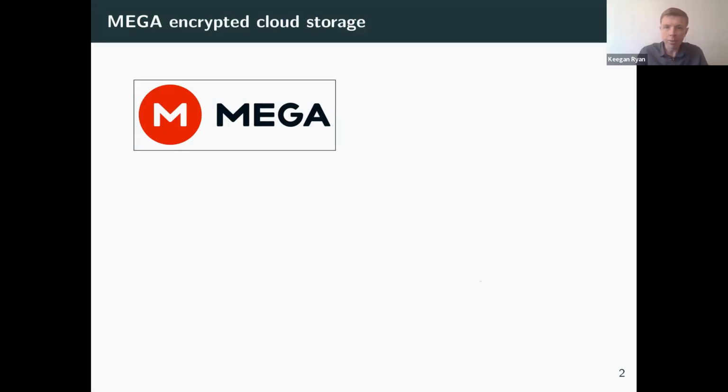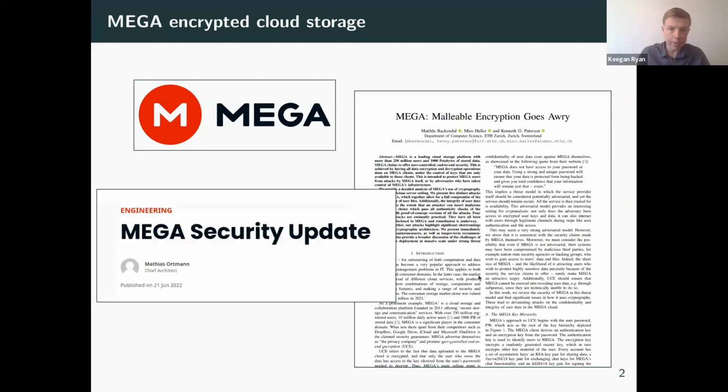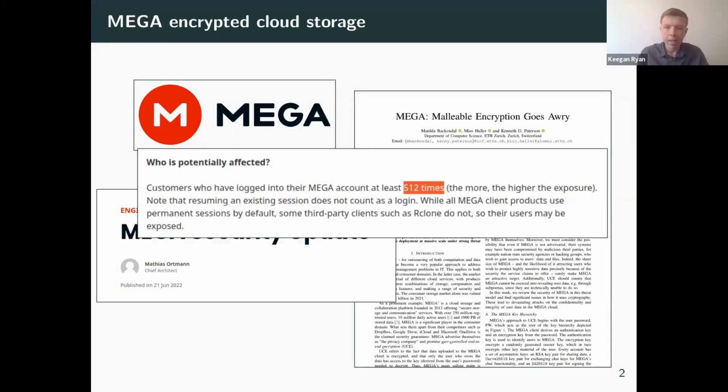But these privacy guarantees were shown to be false in this paper from this year, Malleable Encryption Goes Awry from Backendahl, Haller, and Patterson, where they showed that this assumption was false and it was possible to recover secret material from the service. Mega released a security update in a blog post discussing these attacks. In this blog post, they noted that these vulnerabilities affected users who logged into their account at least 512 times. So these vulnerabilities were not thought to affect people who only logged into their account a few times, which was the vast majority of users. It only affected automated systems.